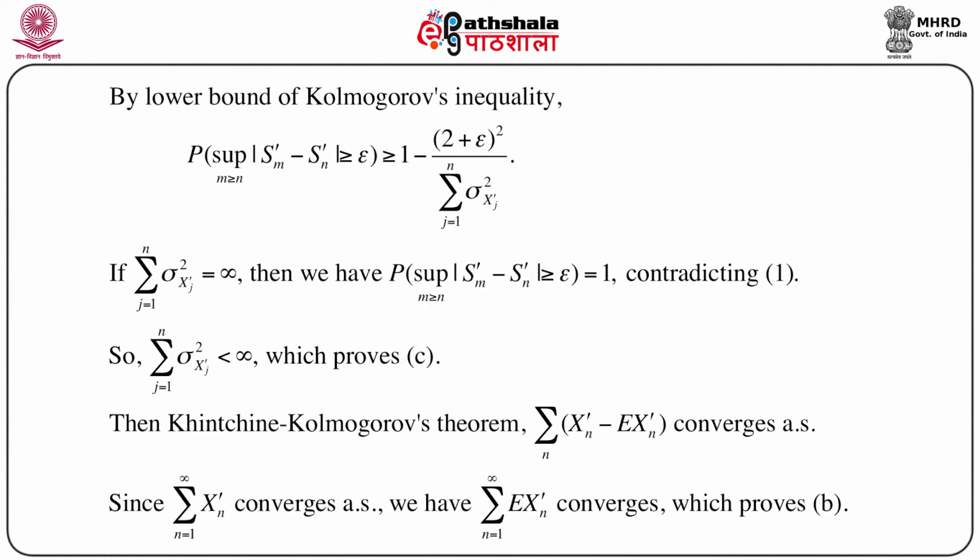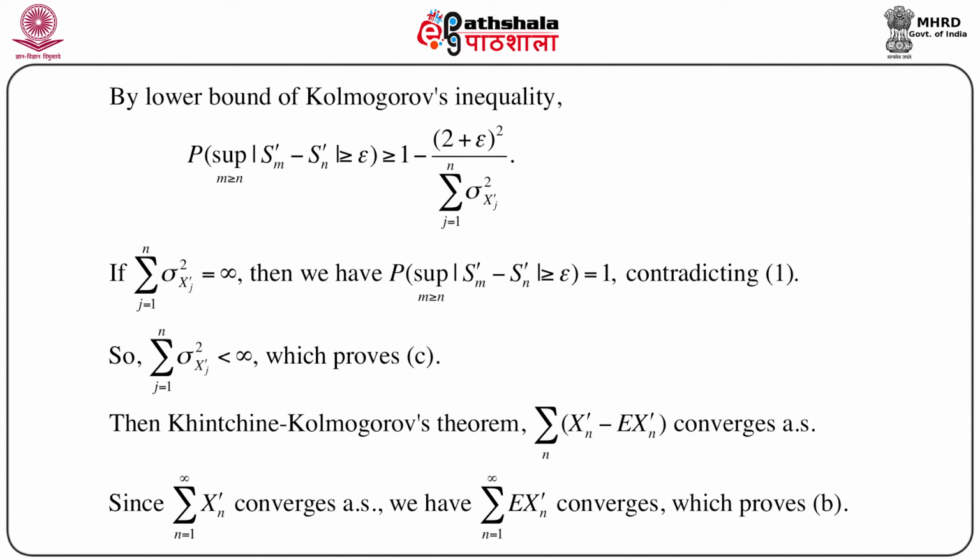Now, we apply Kolmogorov's inequality, in fact only the lower bound, which immediately gives that the probability of the supremum over m greater than or equal to n of modulus of Sm' minus Sn' greater than or equal to epsilon is greater than or equal to 1 minus (C plus epsilon) whole squared divided by the summation of sigma squared of Xj'. Now, C here is actually 1.